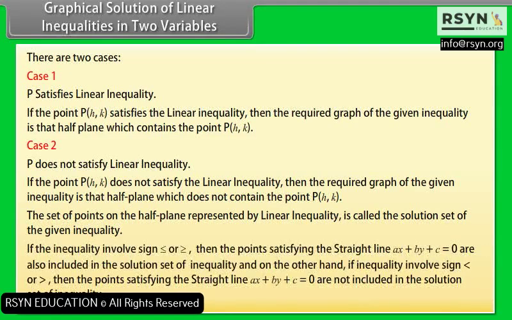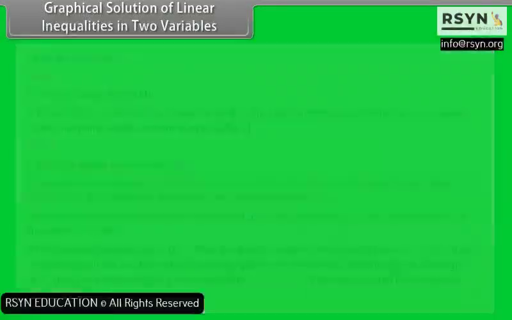If the inequality involves the sign less than or equal or greater than or equal, then the points satisfying the straight line ax + by + c = 0 are also included in the solution set of the inequality. On the other hand, if the inequality involves the sign less than or greater than, then the points satisfying the straight line ax + by + c = 0 are not included in the solution set of the inequality.